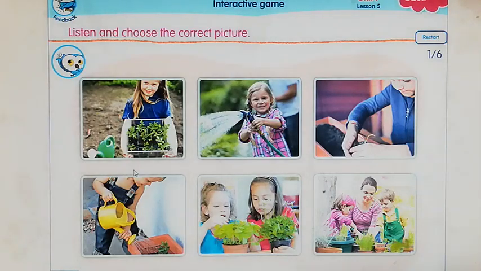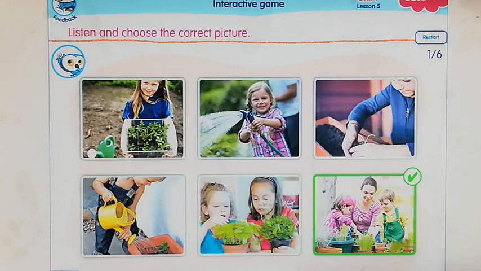Listen and choose the correct picture. These children are planting in the garden with their mummy. Okay, which one is the correct picture? The children are planting in the garden with their mummy. Which one do you see, mummy? This one, yes. Mummy is here with the kids.